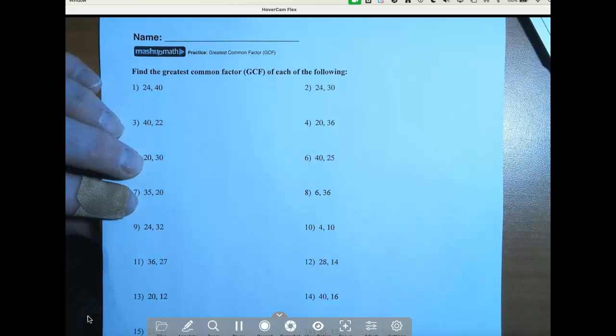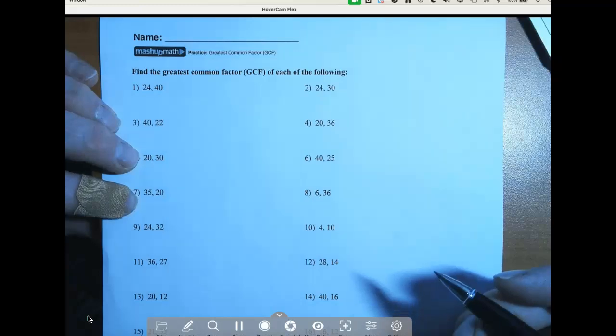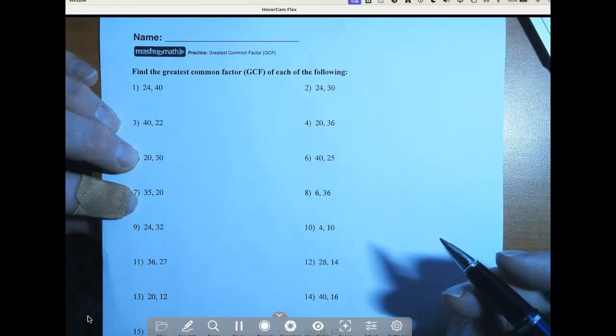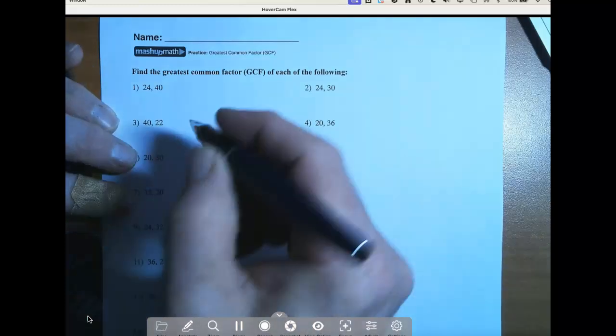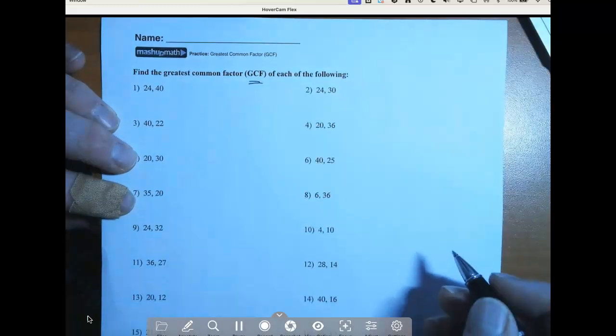Okay, today we're going to be working on finding the greatest common factor, and the way I like to do it, which I think is the easiest and the most accurate, I call the Danny D Lazy Boy Special. So first of all, we have the greatest common factor.